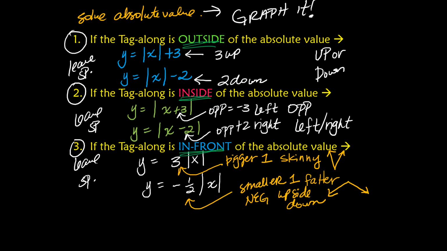So if it's a positive number, you go to the left. If it's a negative number, you go to the right. And then also, if the number is in front, this tells you whether the shape of the V is going to be a skinny versus a fatter shape. So if it's bigger than 1, the V is going to be a skinny V, okay? But if it's smaller than 1, like 1/2, it's going to be a wider V. And then also if there's a negative in front of it, it's upside down.